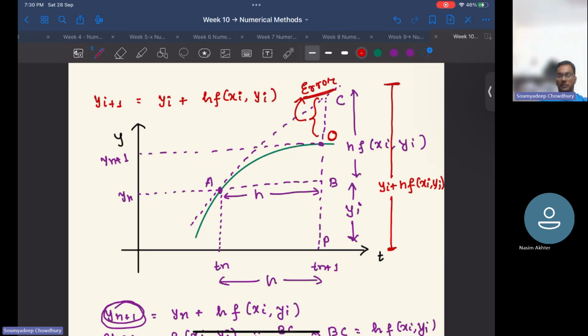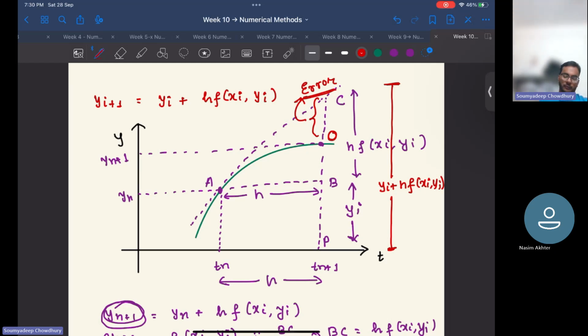Just take some time and try to understand this one. Is it clear to you, or should I explain it once again? Yeah, it is clear. I understood. The error part, you understood how it is coming as OC, right? Because that is important. Yes, I understood. Okay.